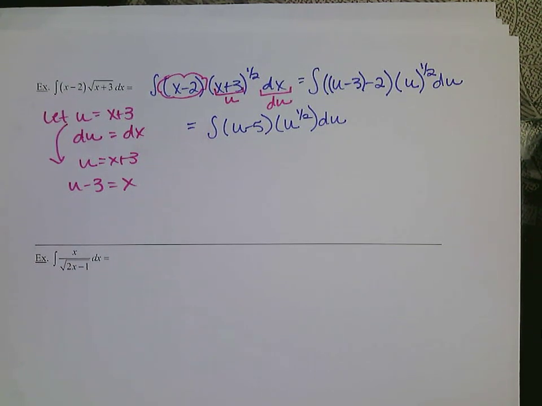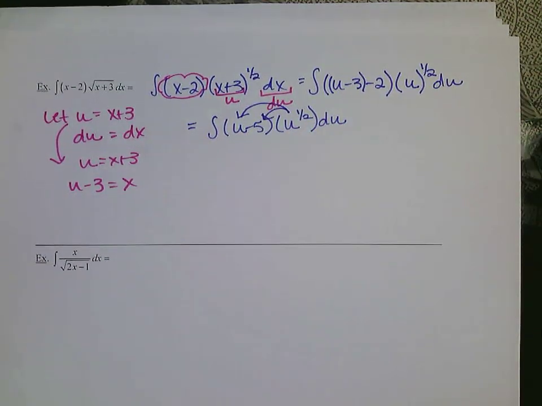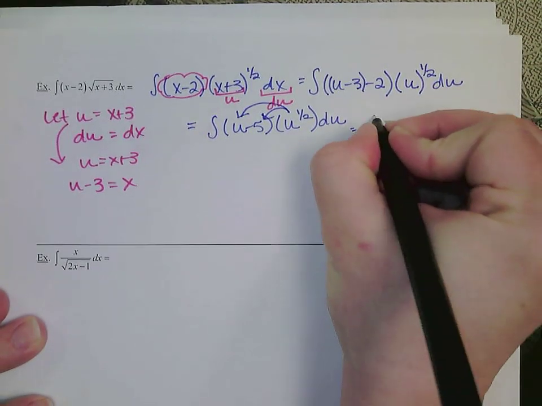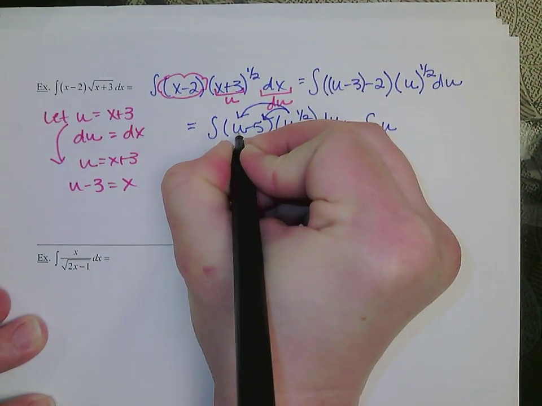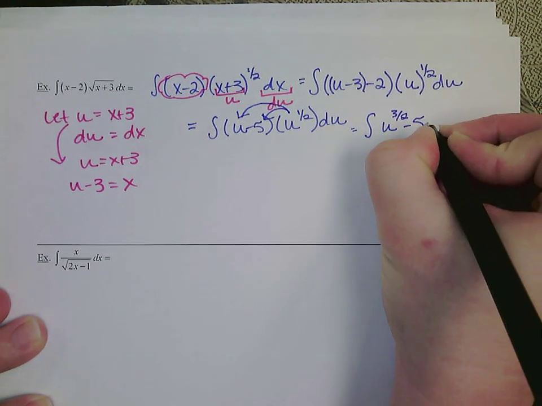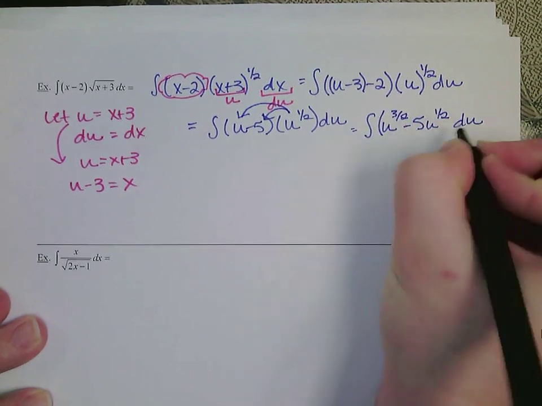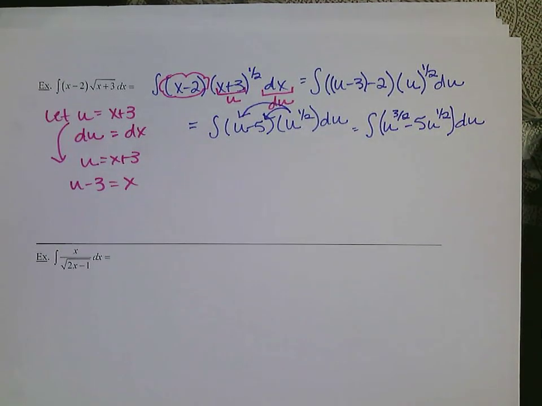And now we can get rid of the multiplication here by simply multiplying. Let's distribute. So we have u to the 1 plus 1/2 is 3/2, minus 5 u to the 1/2 du. Good with everything so far? And now we're ready to actually integrate. We've got it set up so that we can evaluate that.